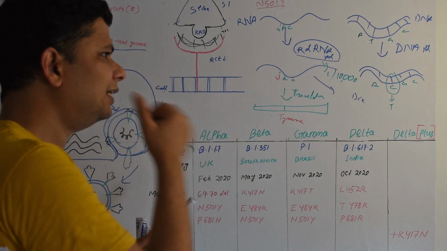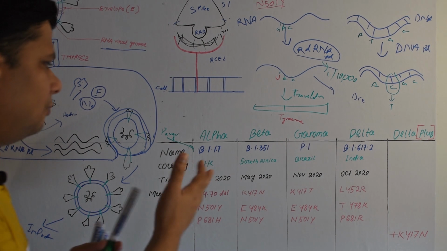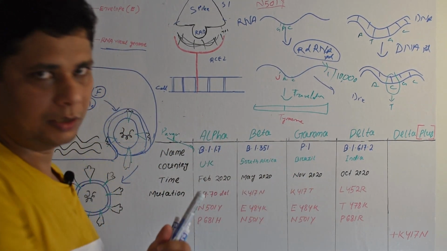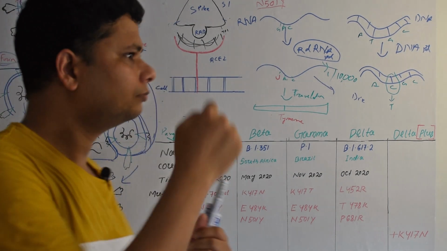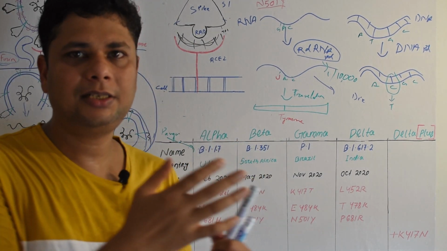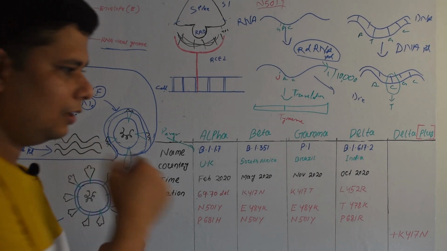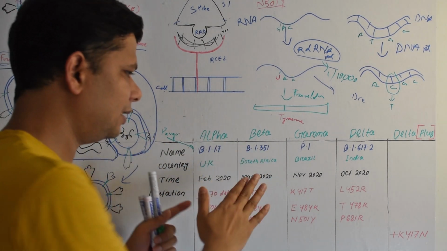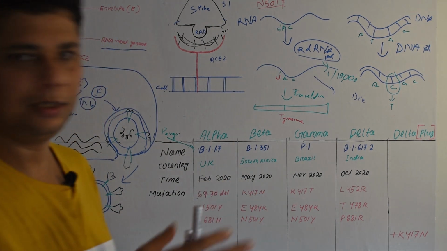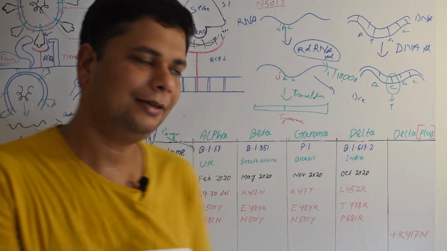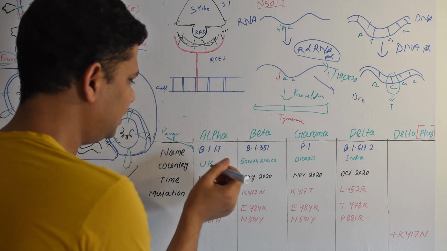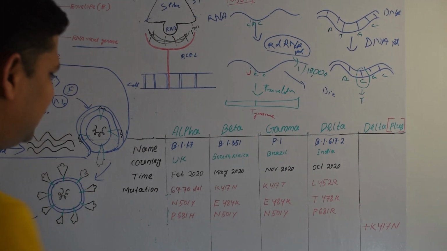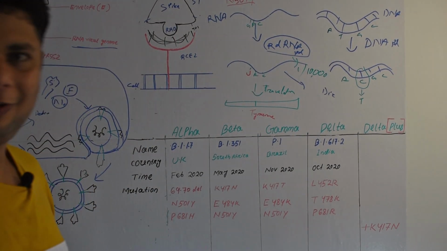After that, there were so many variants which arose in different countries, and people called them according to the country name. But because many countries objected to this type of nomenclature, WHO had a plan to replace the country names with alpha, beta, gamma, delta, like that. The first one, which was found in the UK, they called the alpha variant. So these are the mutations present in the alpha variant.